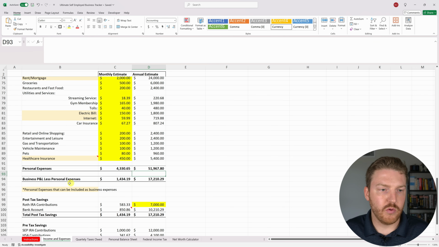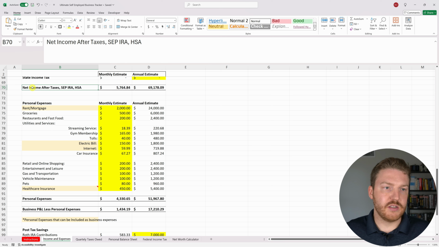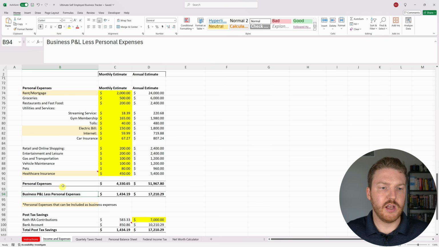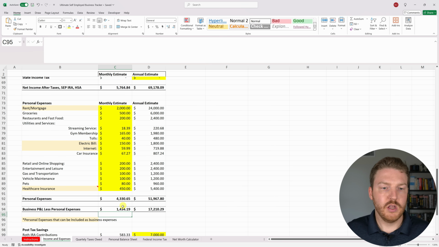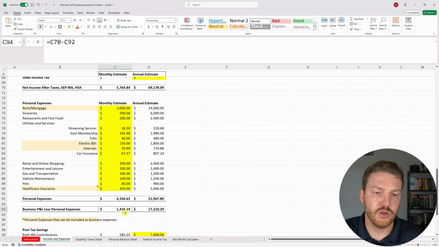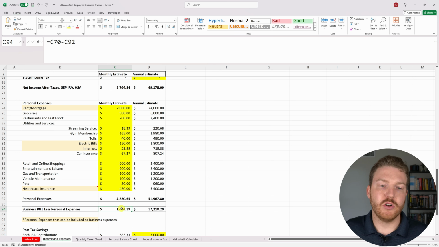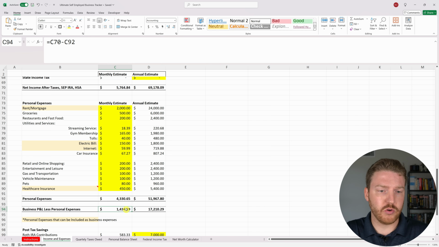And then we can figure out what's our business P&L, basically this net income, I should say, less all the personal expenses, which is this value here, subtracted by all the personal expenses. So in this case, we're basically going to be able to save about $1,400 each month. So this is a big answer to the question of if you're ready for entrepreneurship, or if you're in entrepreneurship, how profitable are you after you have to pay for all your personal stuff.